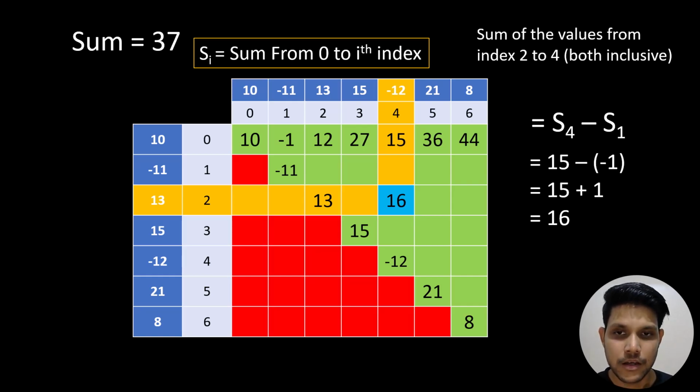But what have we learned over here? We have learned that we can find the sum from any index to any other index if we have the sum starting from the 0th index to that particular index. If we have all those values, we will be able to find the sum from any index to any other index. Now, let's take this learning and move forward with how we can use these values.